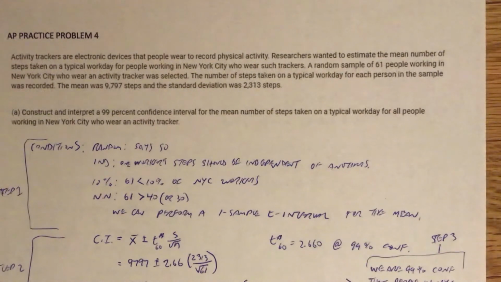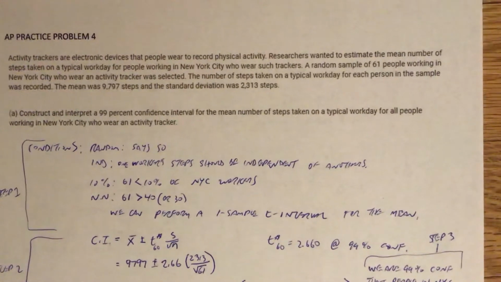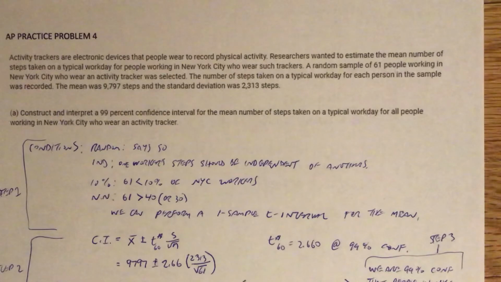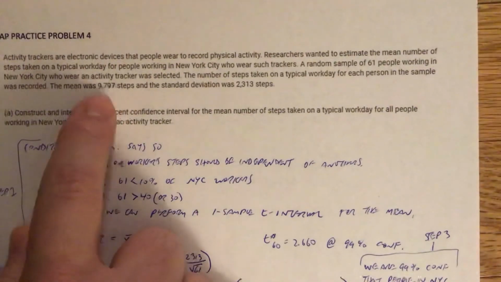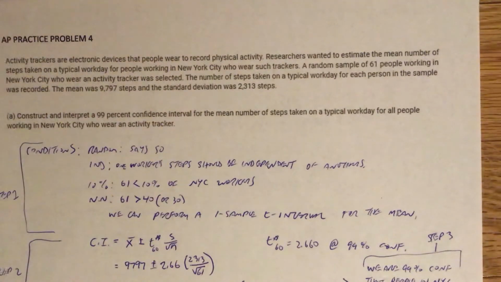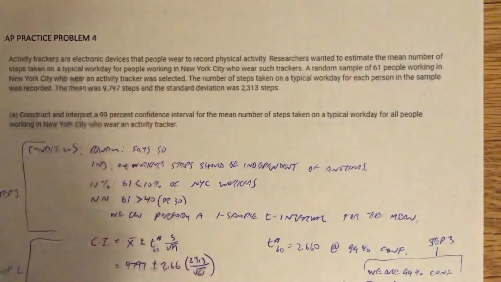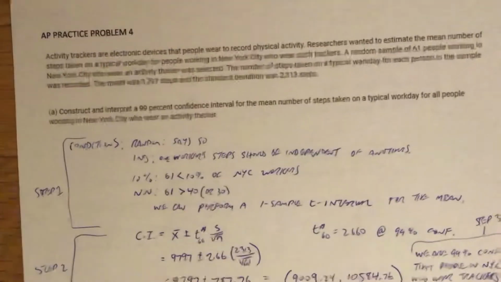So in fact, part A just gets right into a typical inference question. It says, construct and interpret a 99% confidence interval for the mean number of steps taken on a typical workday for all people in New York City who wear the trackers. So basically, we took a sample of 61 people. The sample is supposed to be representative, but it's not going to be perfect. Remember, this value is basically going to float around the real value. It's likely close to the real value, and less likely to be farther away. So if this is supposed to be close to the real value, let's make a range for the real value. That's what the confidence interval gives us.